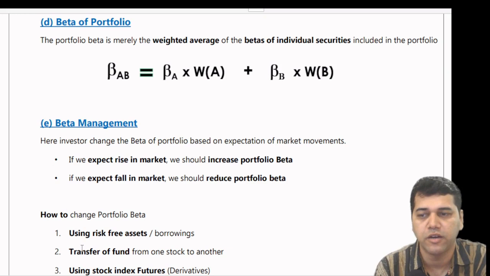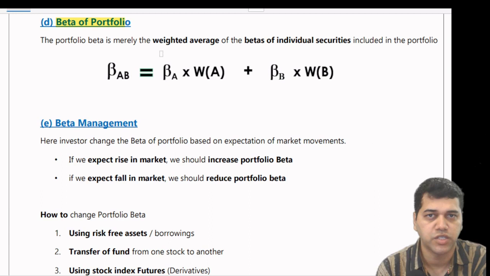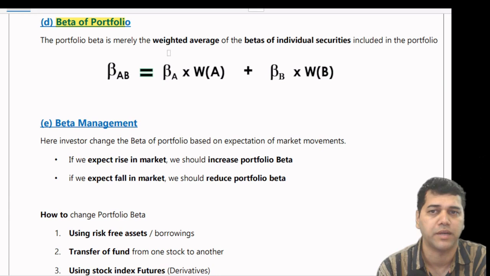See, we understood how to calculate the beta of the individual stock. And then we have understood how to calculate the beta of the portfolio. It is very simple, just like my expected return of the portfolio.